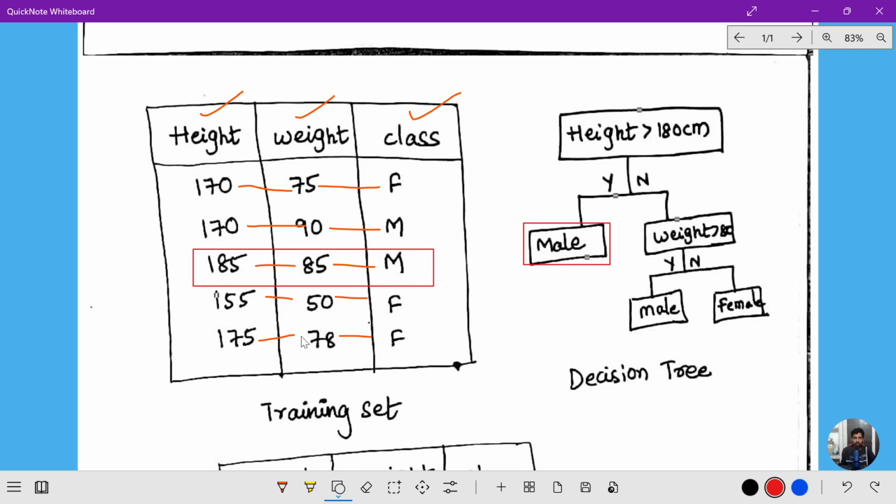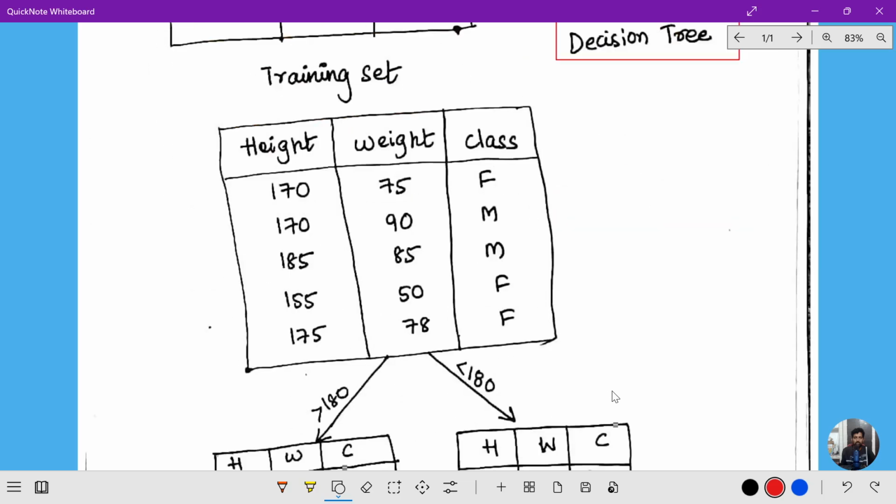Now what is going to happen? I went to the weight. You observe the male weight is 90 and all others are less than that. So I am going to say weight is greater than 80, yes, I am going to say male. Otherwise she is female. So this type is called a decision tree.